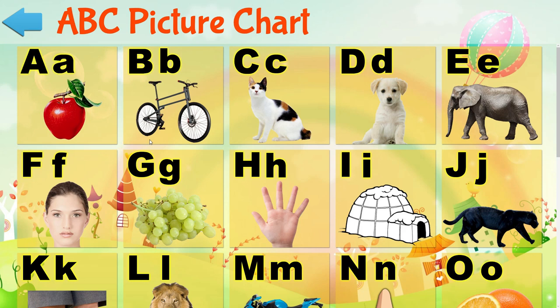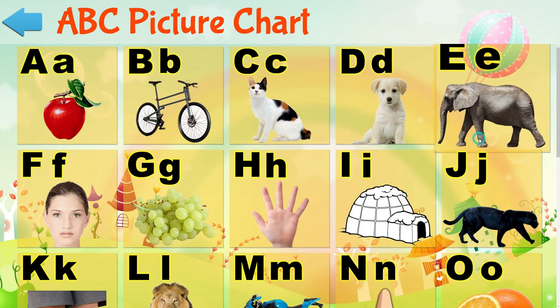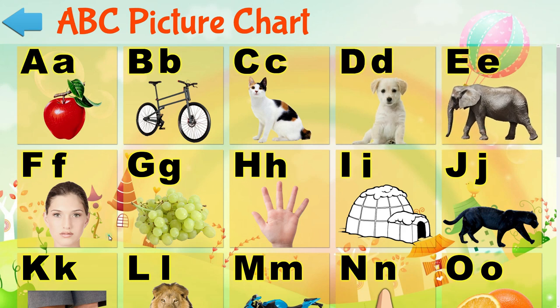A is for apple. B is for bicycle. C is for cat. D is for dog. E is for elephant. F is for face. G is for grapes. H is for hand.